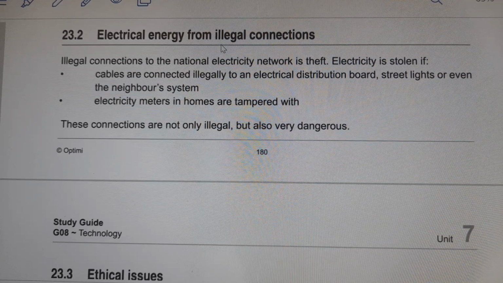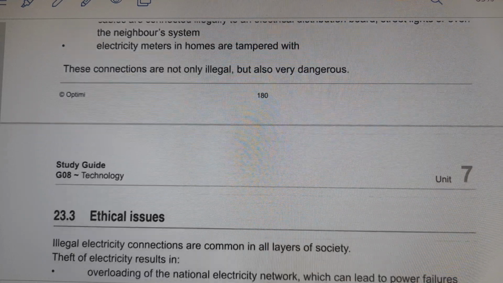Electrical energy from illegal connections. Now, illegal connections to the national electricity network is theft, and it is a crime. Electricity is stolen if cables are connected illegally to an electrical distribution board, street lights, or even the neighbor's system. Electricity is stolen if electricity meters in homes are tampered with. So people do something that they call bridging. These connections are not only illegal but also very, very dangerous.